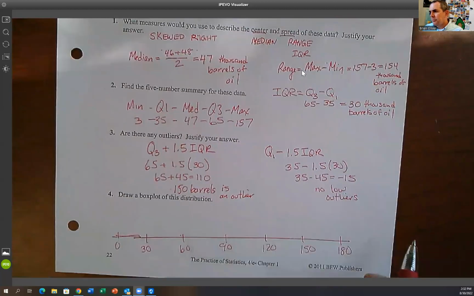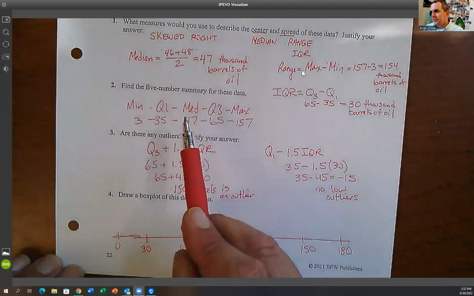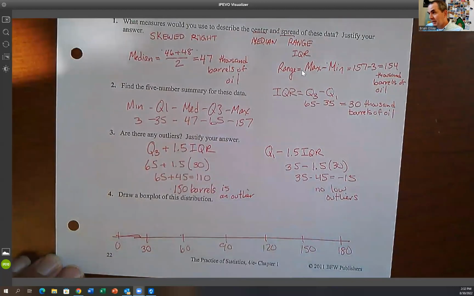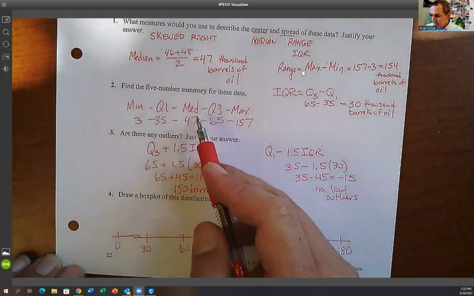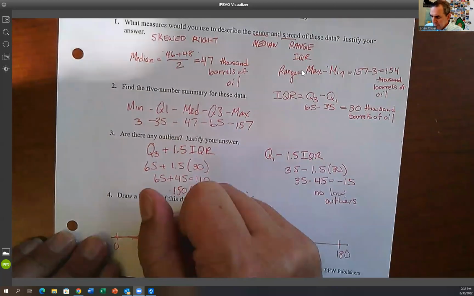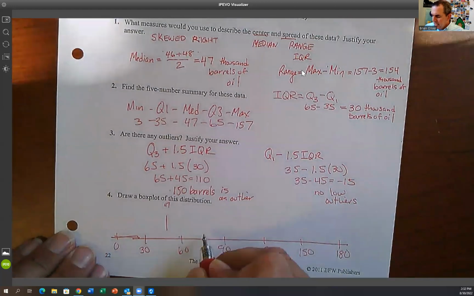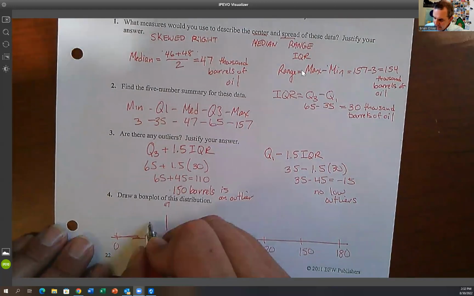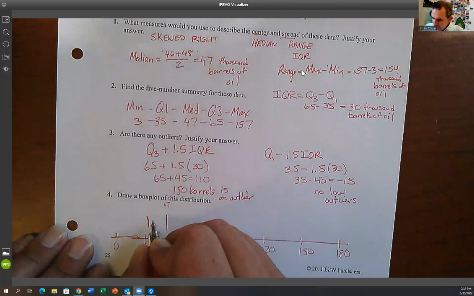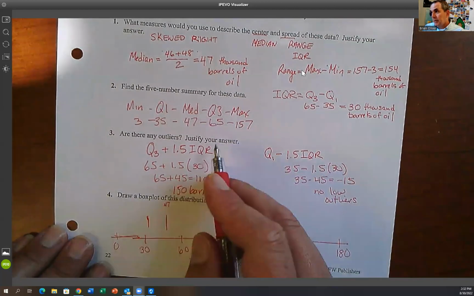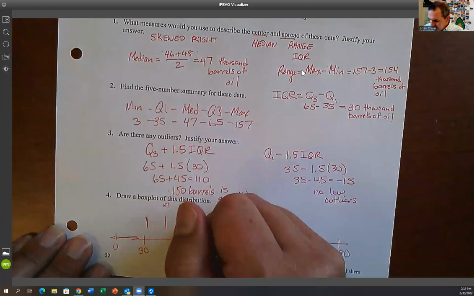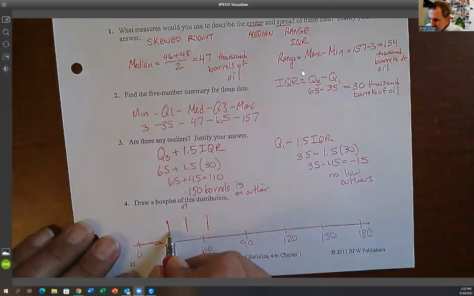So if I wanted to draw this box plot, I basically take this 5-number summary and bring it down. My median would be 47, so 47 would be right about there. My quartile 1 would be 35, so I'd say right about there. My quartile 3 is 65. I'd say that's about 65.